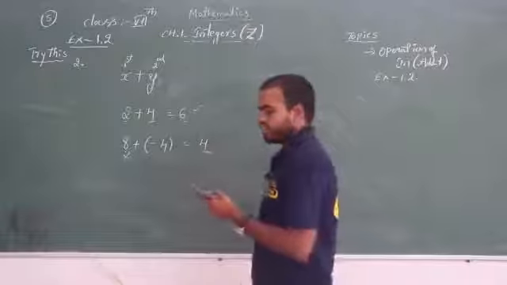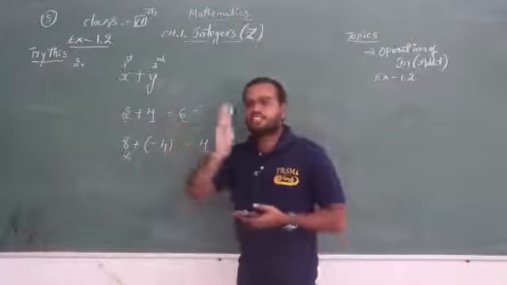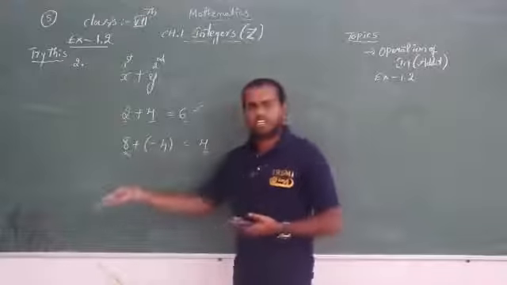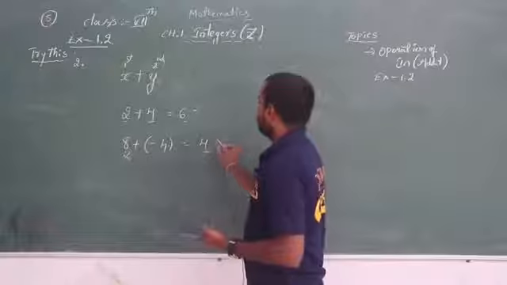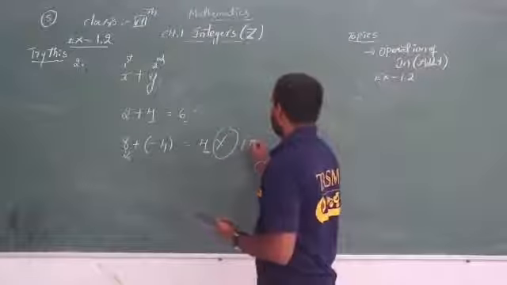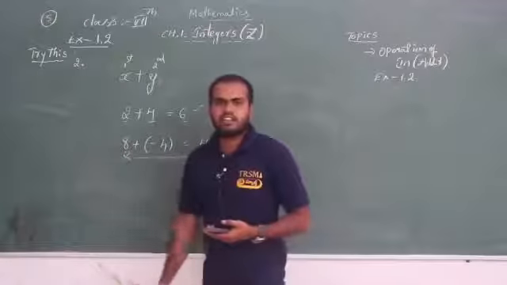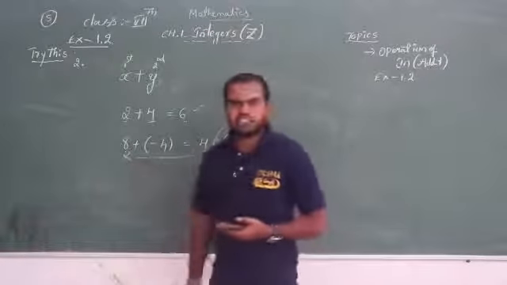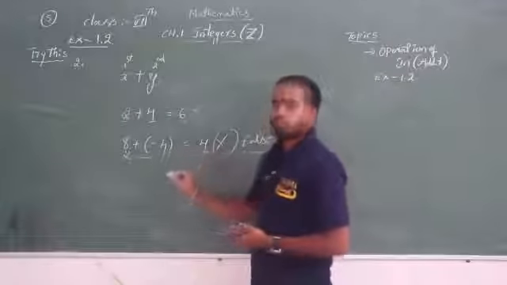But Sangeeta did not say both are positive. She is saying just integers. Integers means we have both positive and negative. So whatever Sangeeta says is false. Why is it false? We have to write an example like this: take one positive integer, take one negative integer, add both and we get a positive.